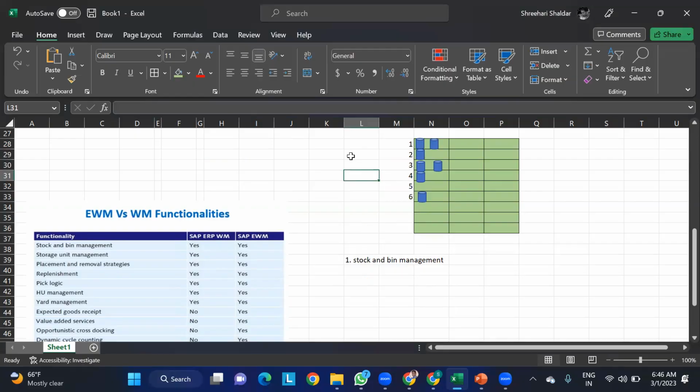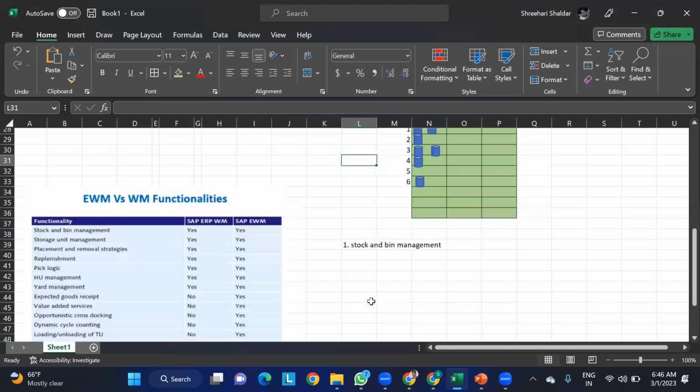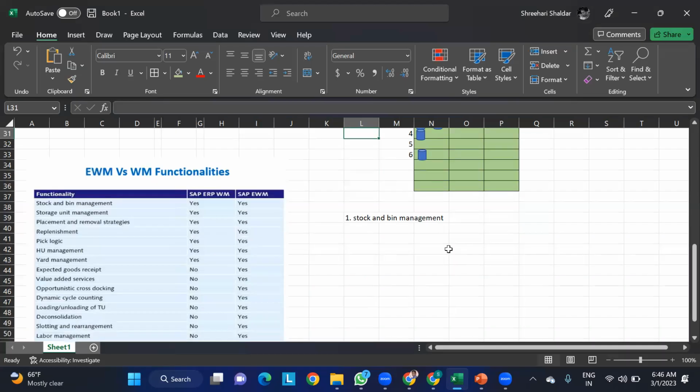Everything is going to come into the storage type. For the storage type alone, I need to take one class, because in that we need to discuss the storage type rules and these put away rules. So stock and bin management is nothing but how we are able to manage the stock, that is the first thing, and how we are able to utilize the bin entirely, complete utilization of the bin.